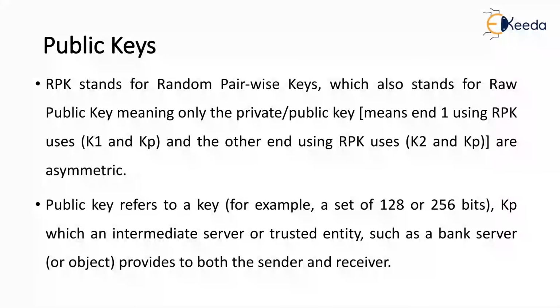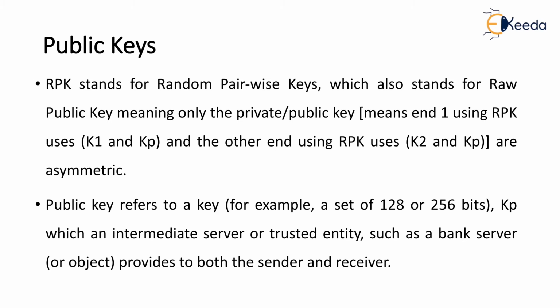Next, public keys. RPK stands for raw public key, meaning only the private or public key. End one using RPK uses K1 and KP, and the other end using RPK uses K2 and KP, which are asymmetric. So there is a difference: sender and receiver can't use the same key. A public key refers to a key, for example, a set of 128 or 256 bytes.